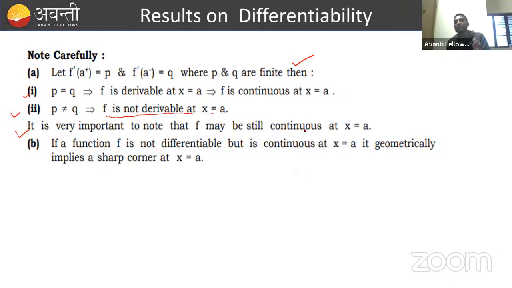I have taken one question in the coming slide. It will be clear. So these are the points that you need to remember. If any function is continuous but not differentiable, then there will be a sharp corner. At that point, it will not be differentiable. Okay, is it clear, guys?